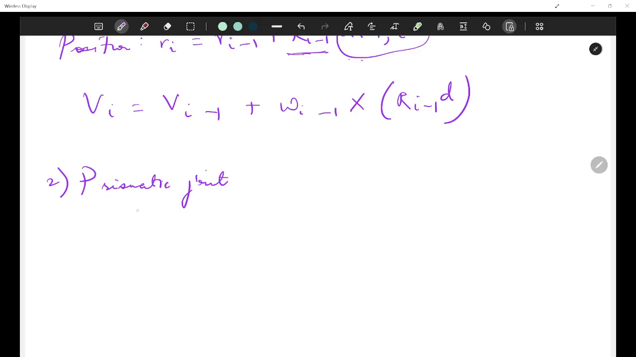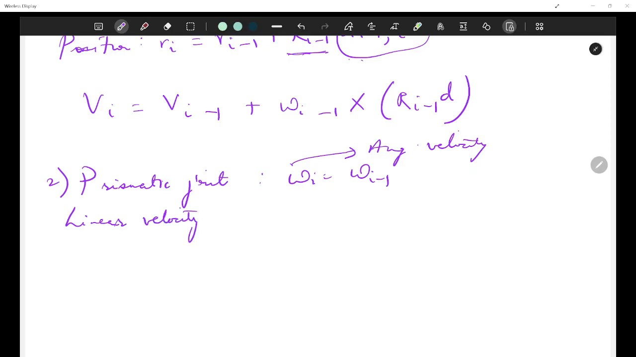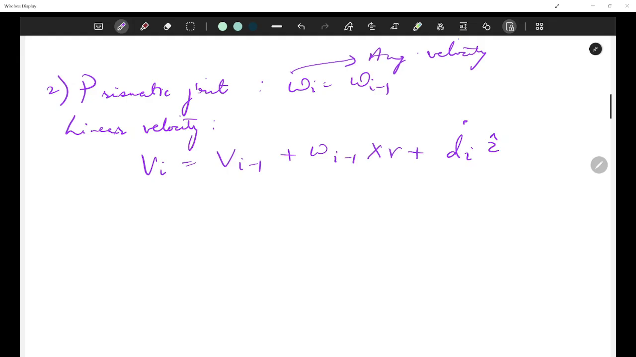Okay, so for a prismatic joint, omega i is equal to omega i minus 1, because we only have translation and no rotation. So this would be true for angular velocity. And for linear velocity, Vi would be Vi minus 1 plus omega i minus 1 cross r plus di dot times z hat. So a prismatic joint contributes only translational velocity.